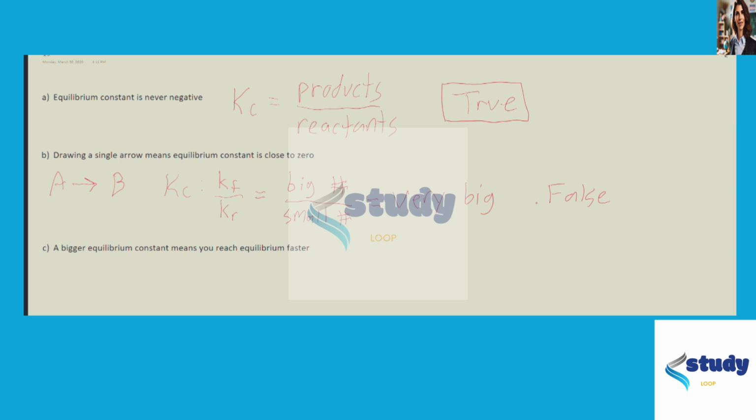An equilibrium constant closer to zero would happen if you had two rates that were similar to each other, and you had a similar concentration of both at equilibrium. Finally, letter C, a bigger equilibrium constant means you reach equilibrium faster.